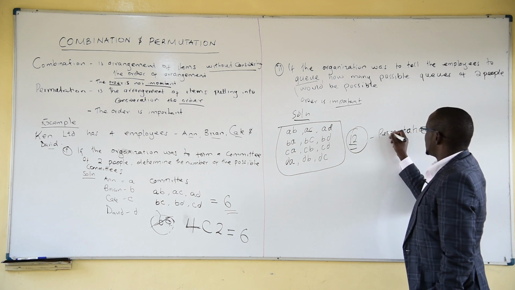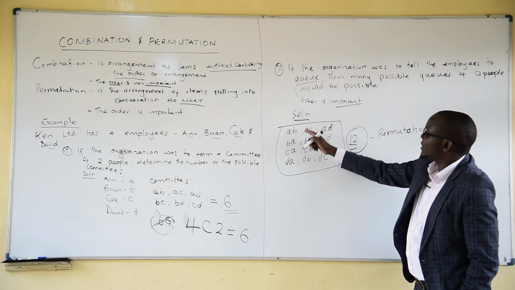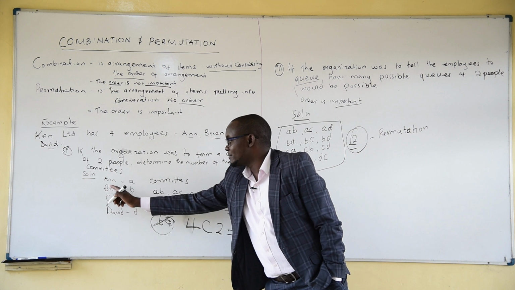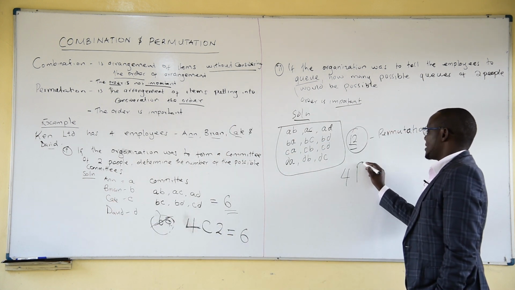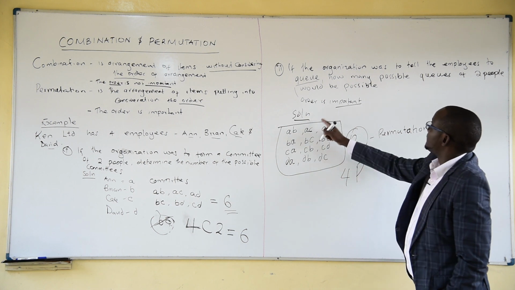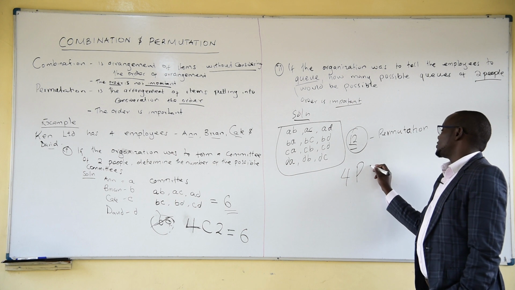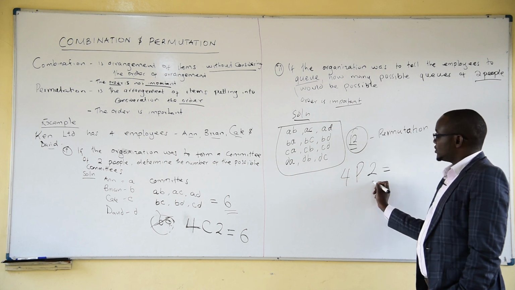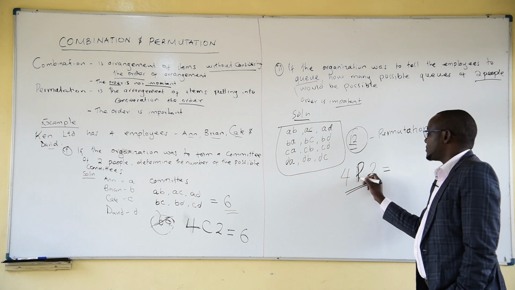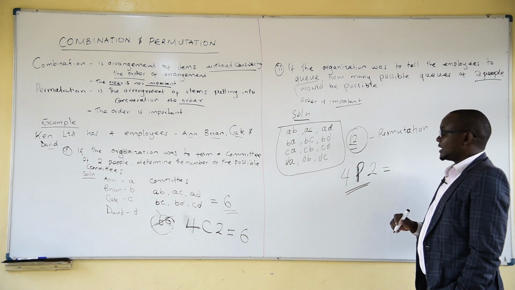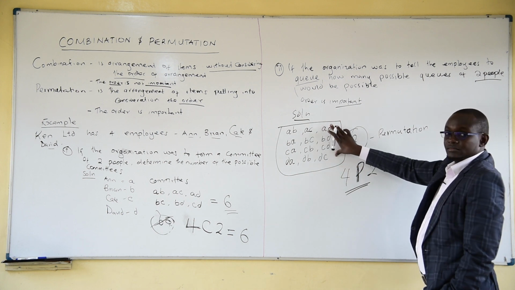Permutations. So to use permutation, it is simple. We just say the total number of people in this are four: Ann, Brian, Kate, and David. So it is 4 permutation. How many people are being chosen here? We are choosing 2 people. So for 4 permutation 2, if you use your scientific calculator, you will find that this is 12, which is actually this.